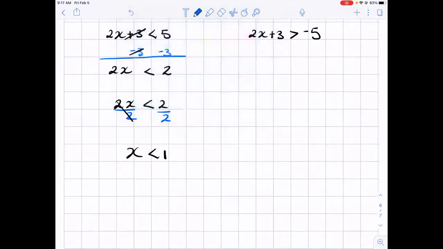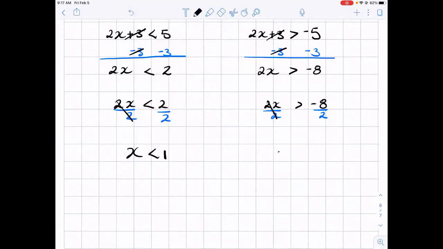So I'm going to subtract 3 on both sides. And that will leave me with 2x, the plus 3 and the -3 becomes 0. -5 minus 3 is -8. And then I have 2x is greater than -8. I will divide both sides by 2 to isolate the x. So 2 divided by 2 is 1. So we have x is greater than -8 divided by 2 is -4.